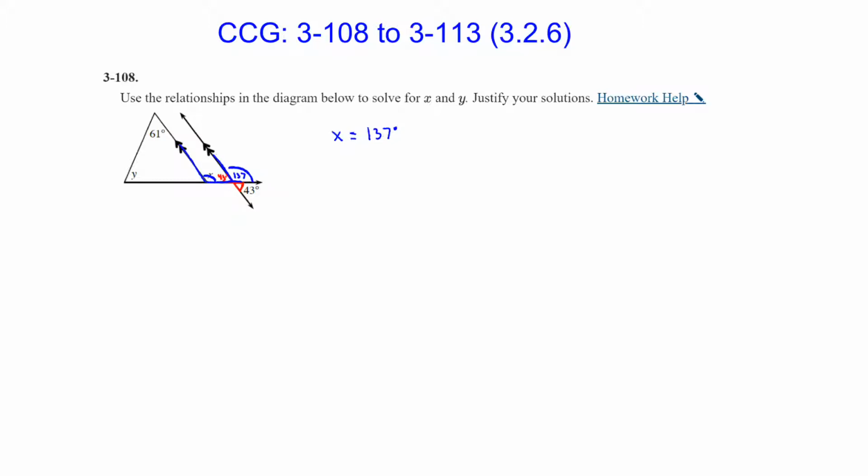If we know that that's 137, we also know that the angle inside has to be 43. Once again, you could do that by corresponding angles or straight angle. Now that we have enough information there, we know that 61 degrees plus 43 degrees plus y is equal to 180 degrees by the triangle angle sum theorem. And so this is 104 degrees plus y is equal to 180 degrees. And then if you subtract 104 from 180, you will get 76 degrees.